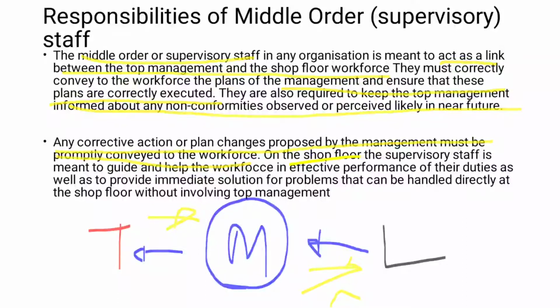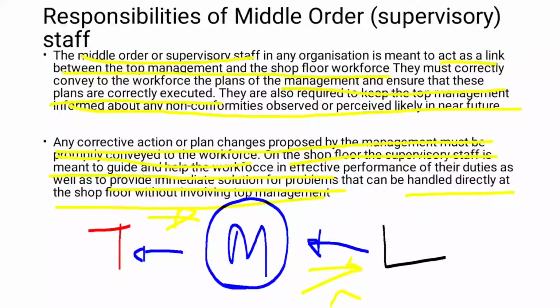On the shop floor, the supervisory staff is meant to guide and help the workforce. So see, it is meant to guide and help the workforce in effective performance of their duties, as well as provide immediate solutions for problems which can be directly handled on the shop floor without involving the management. So these are the problems which can be directly handled without involving the top management. See, so what we have learned: the middle order or supervisory staff act as a link between management and shop floor workers. So the first point, which is important, is that it acts as a link.